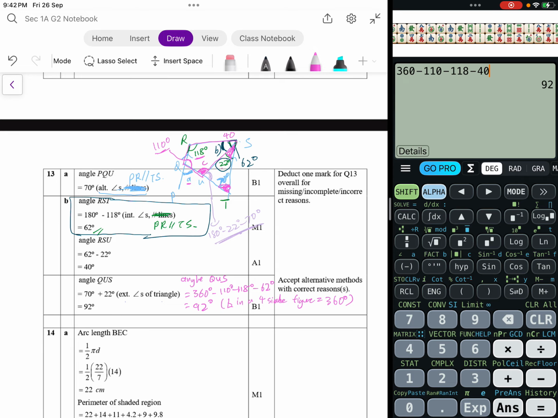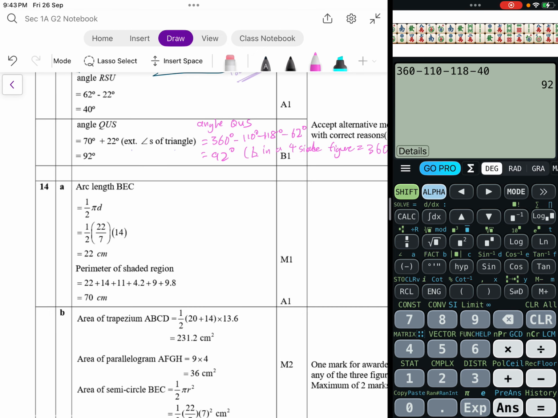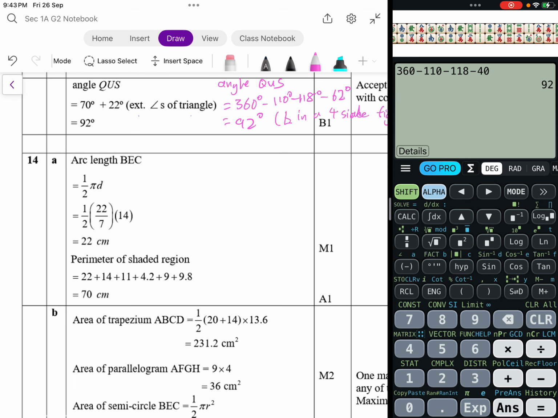Then we move on here. The last question shows a shape formed by removing a semicircle BC and a parallelogram from the trapezium. So you have all the information to find the perimeter of the shaded region. First, you need the arc length of BEC, a semicircle.